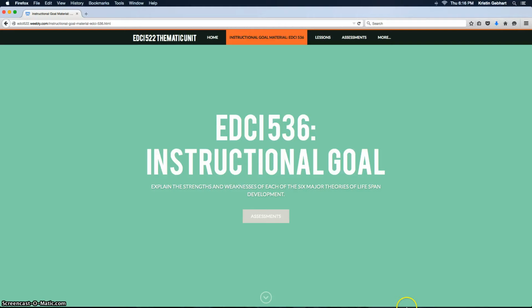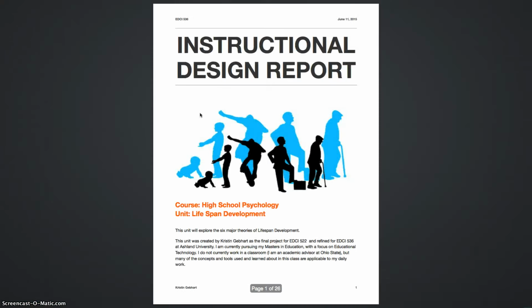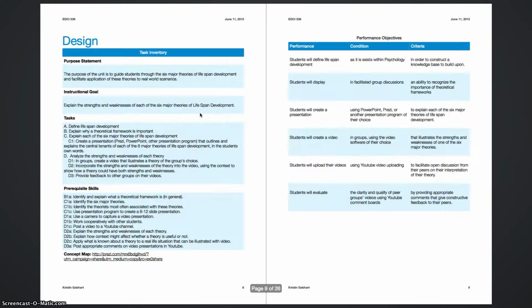So let me take you to my instructional design final report. When I was doing the needs assessment, again, I chose this unit because I knew there were areas that could use improvement, and I chose the instructional goal of explaining the strengths and weaknesses of each of the six major theories of lifespan development, because that seemed to be the area where I could foresee a knowledge gap.